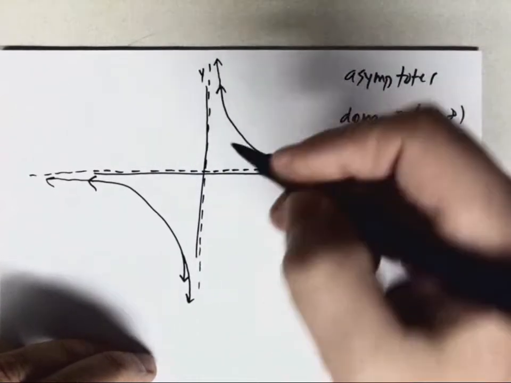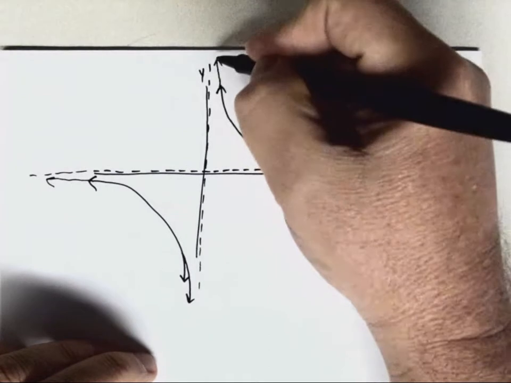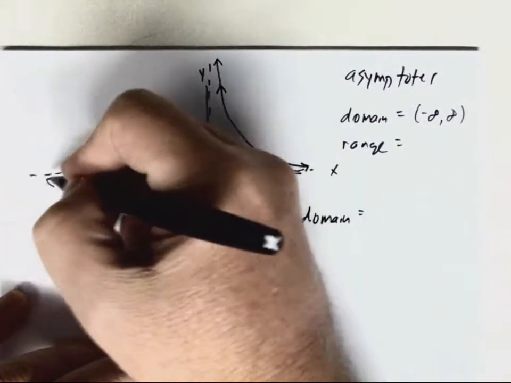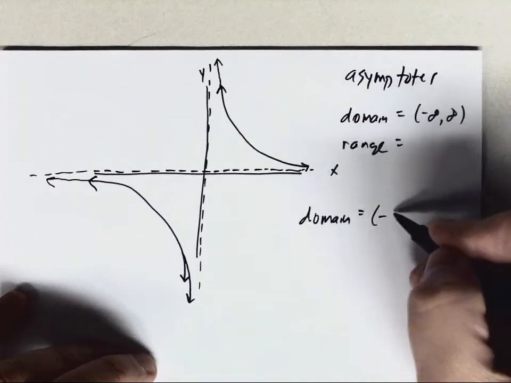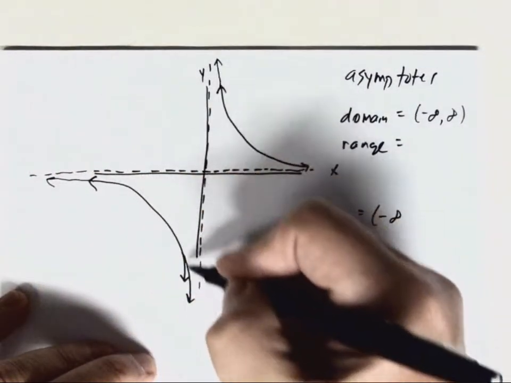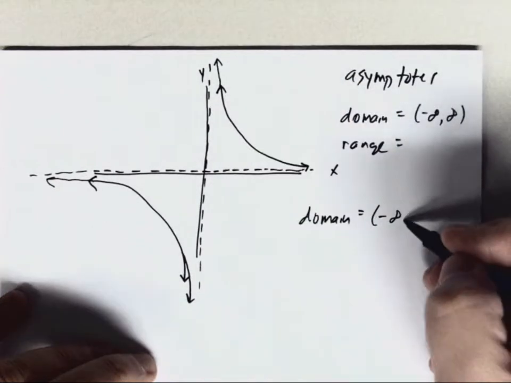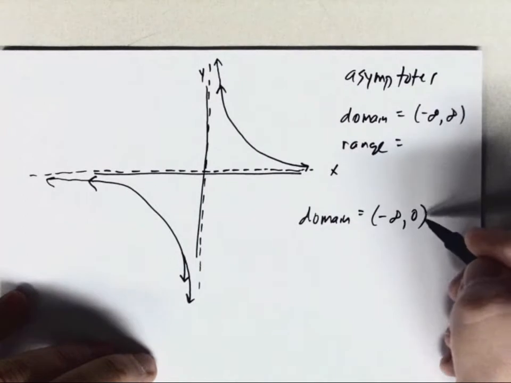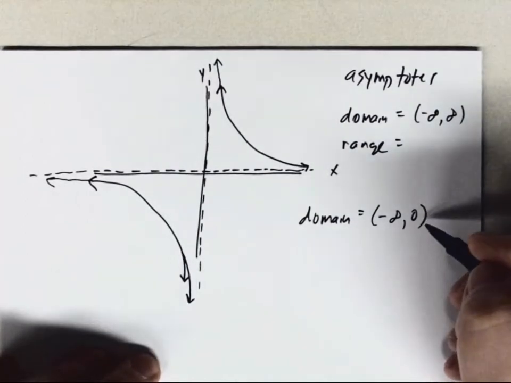One way is we can write this as two separate intervals. Let's do this one first. We know the domain goes from negative infinity up until 0, but it does not actually get to 0, so the parenthesis means it doesn't quite get there.